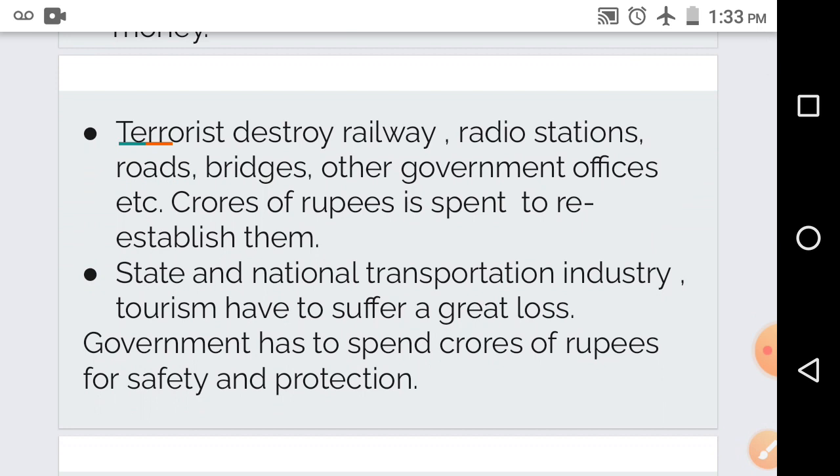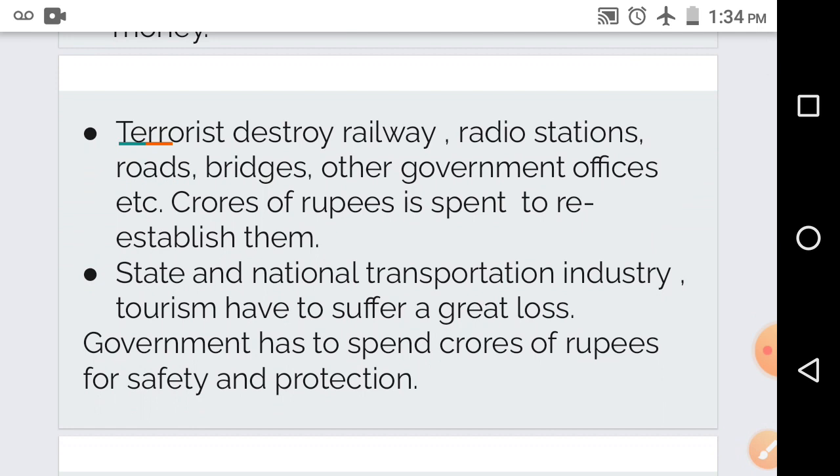Every year, our country faces this problem. Crores of rupees are spent for safety and protection, the security of the people, security of public places, security of the monuments. And as a result of terrorism, the state and national transportation industry and the tourism industry have to suffer a great loss. Thus, terrorism is socially as well as economically harmful.